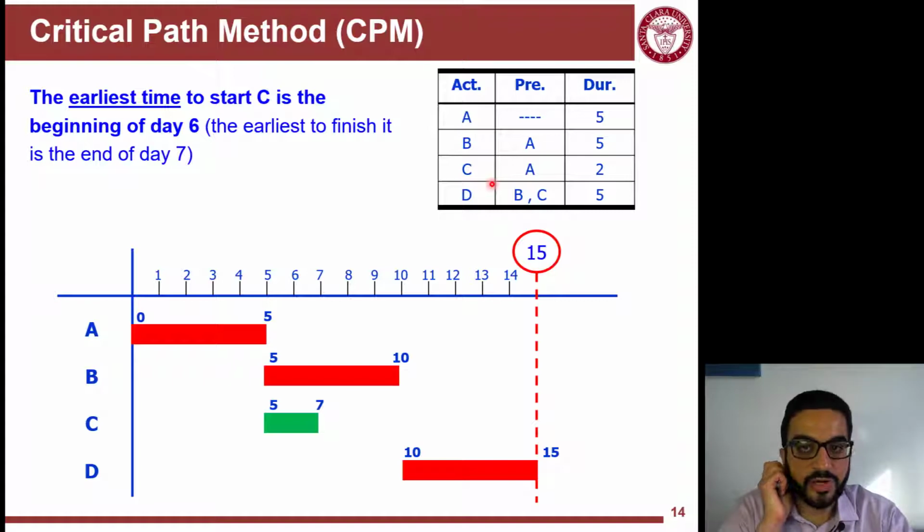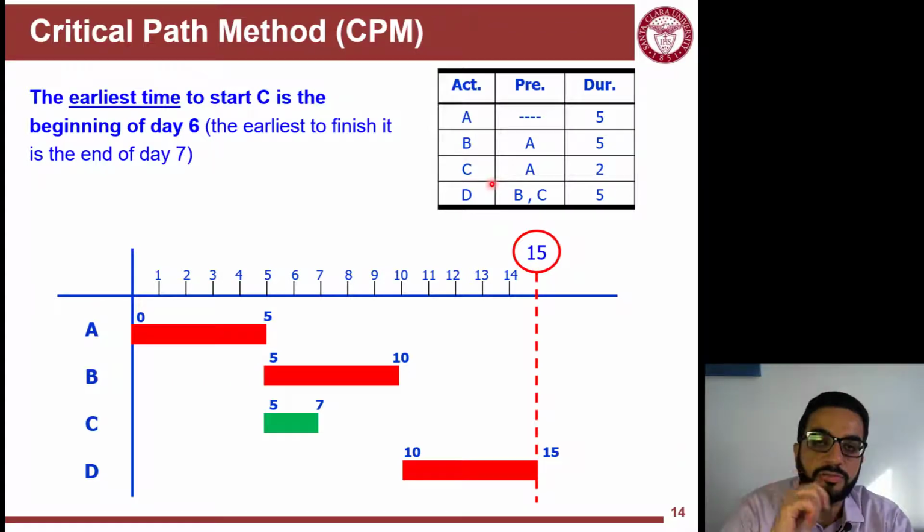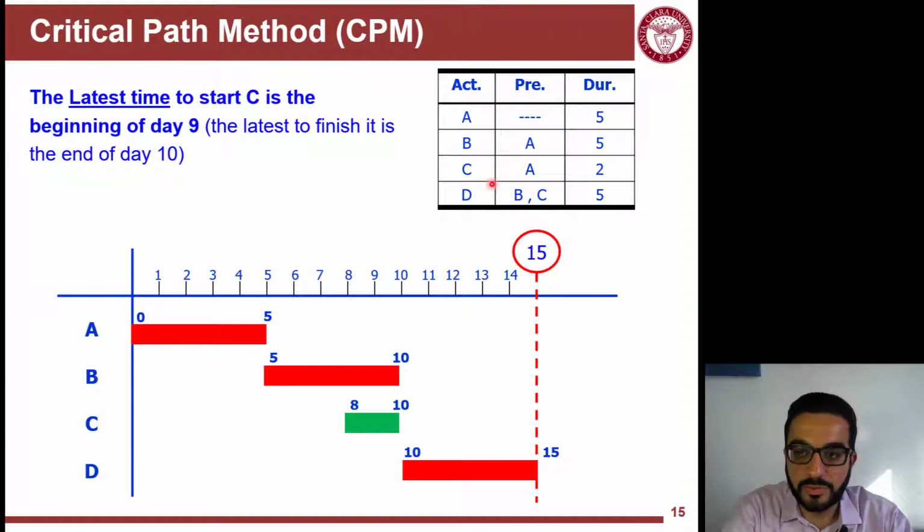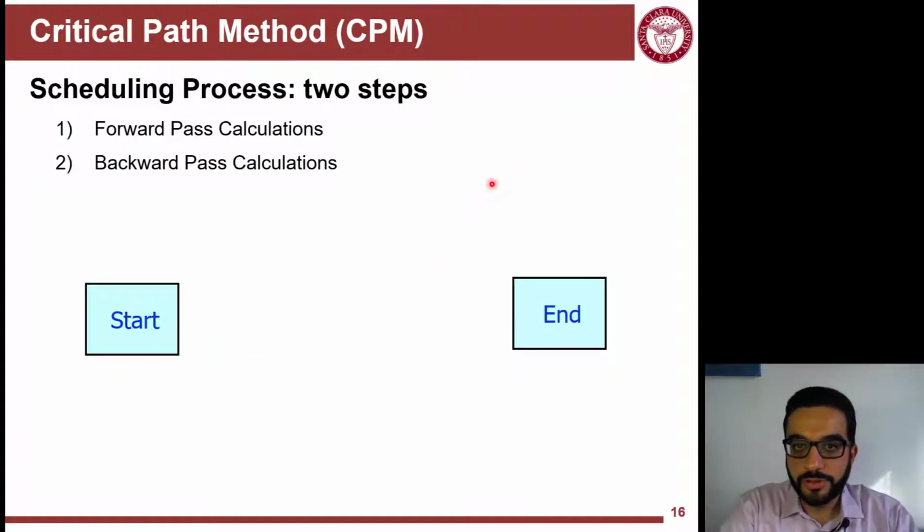So this is the earliest time that I can start C, and earliest because technically I cannot start before that, since it depends on A, and A finishes at the end of the 5th day. And then the latest time to finish it is the end of day 10. Why is it the latest? Because any day after that will result in delaying the whole project and not being able to satisfy the commitment to the project owner and client.